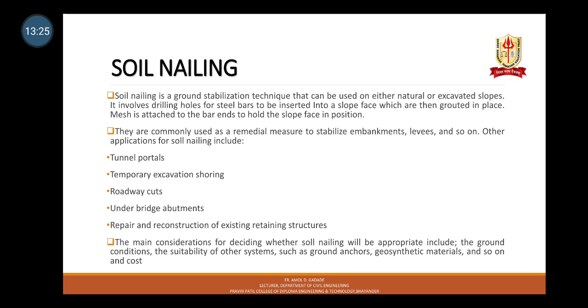Other applications of soil nailing include temporary excavations, shoring, tunnel portals, roadway cuts, underbridge abutments, and repairs and reconstruction of existing retaining structures. The main considerations in deciding whether soil nailing will be appropriate include the ground condition, the suitability of other systems such as ground anchors, geosynthetic materials and so on, and cost.